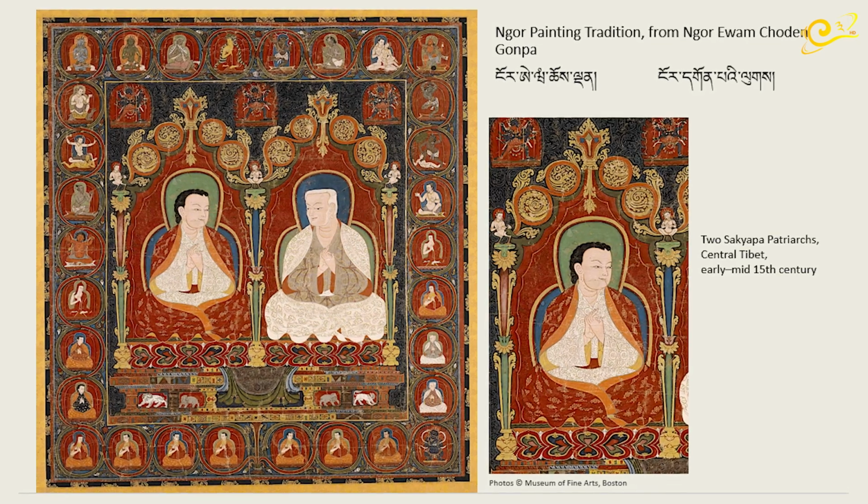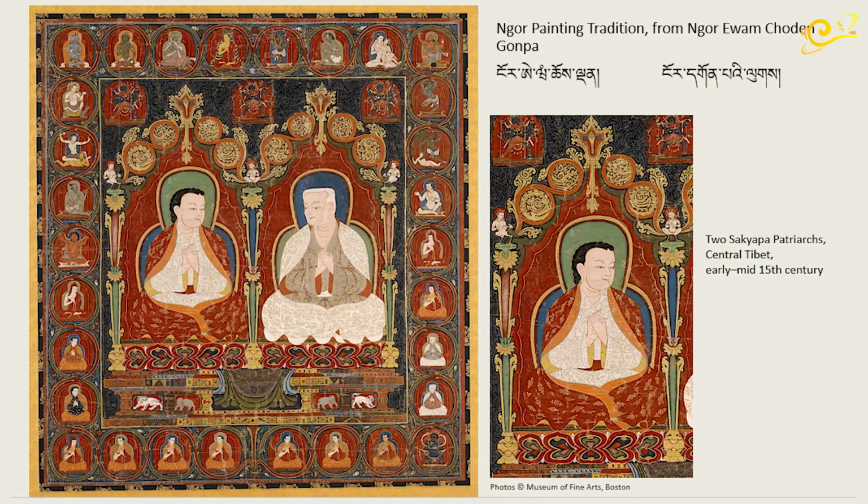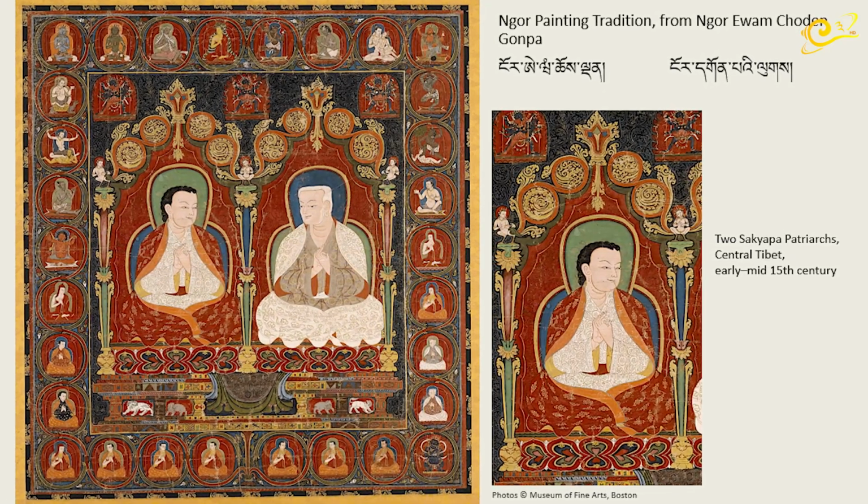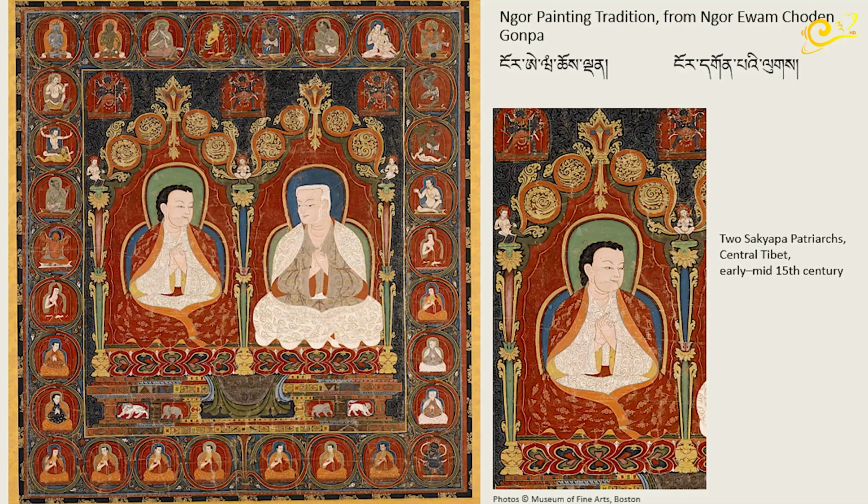Turning to Tibetan painting around this time, we can see some of these same innovations, and I'd like to point out the Ngor Ewam Chudin. The Ngor tradition is something that came along with the Sakyapas as the Sakyapa had a rise in power in central Tibet. They started innovating their own style of painting.